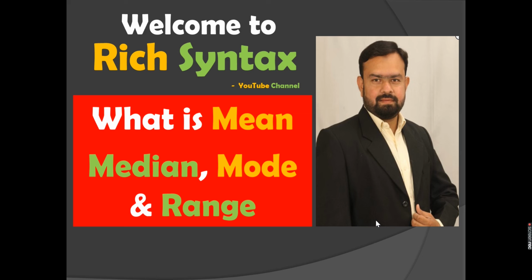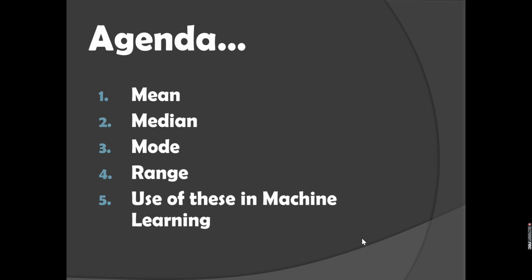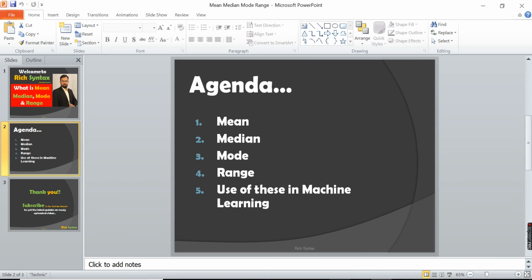Coming back to this particular tutorial, we'll be discussing mean, median, mode, and range. So let's start the presentation. Here's the agenda for today's tutorial: mean, median, mode, range, and the use of these in machine learning. We will be looking at each of them and how they are used in machine learning. Let me start with mean.